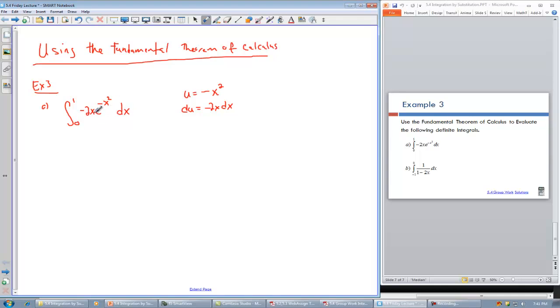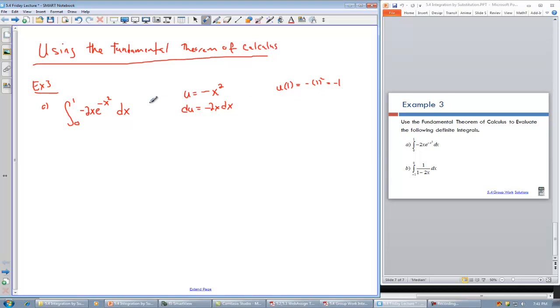And so I can plug back in over here. But before I plug back in over here, I need to change these limits of integration because these are really x stuff. And if I substitute back in, I change it to u stuff. So I have to change this 1 into u stuff. So the idea is u is a function of x. So u of 1 is equal to, you plug 1 into x, this is minus 1 squared, which is minus 1.